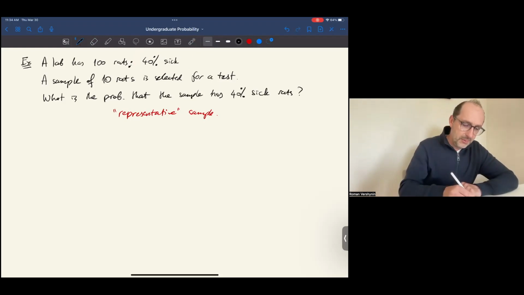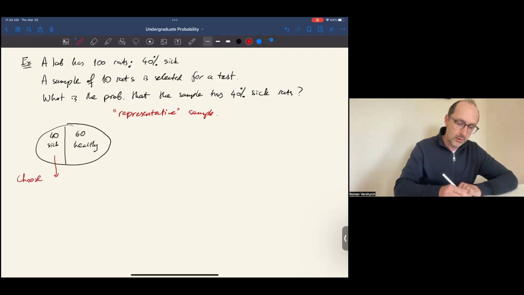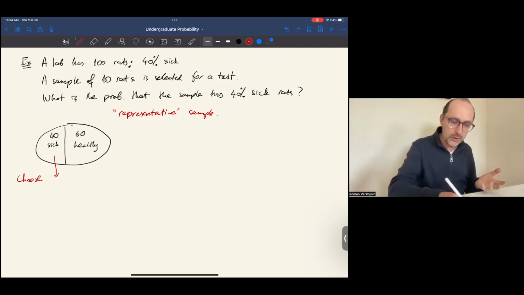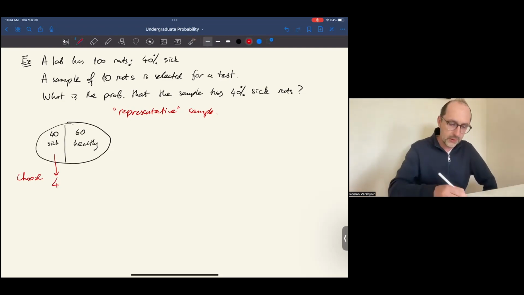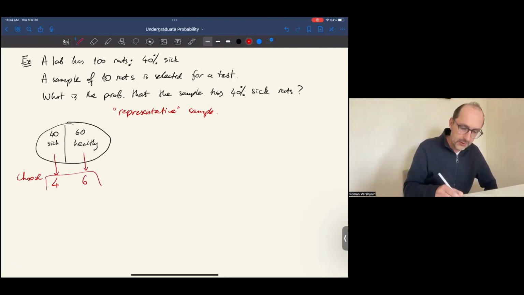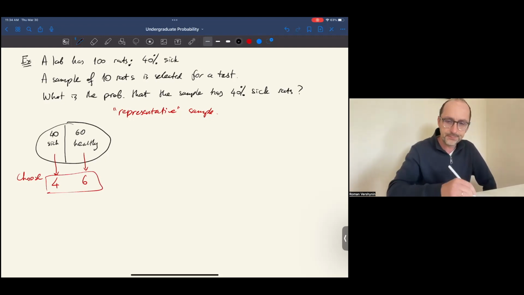A picture will help in this problem too. Here's our lab, and this lab has 40 sick and 60 healthy rats. We would like to choose, how many sick rats do we want to choose? Choose 4 sick rats, and we want to choose 6 healthy rats. In this case, our sample will be 10 rats with the same composition of sick and healthy.